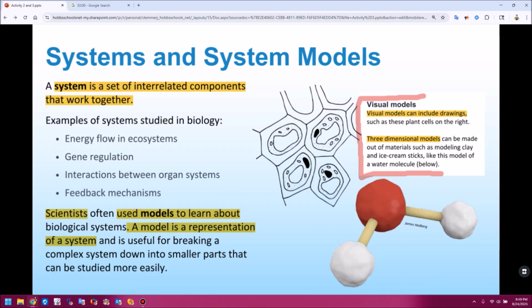A system model is a simplified way of showing or explaining how the parts of a system are connected and work together. Models can be drawings, diagrams, flowcharts, or even physical or computer simulations. They help us see, test, and understand things that might be too complex to look at directly. For example, the circulatory system is a system. A diagram of the heart, blood vessels, and arrows showing blood flow would be a system model.